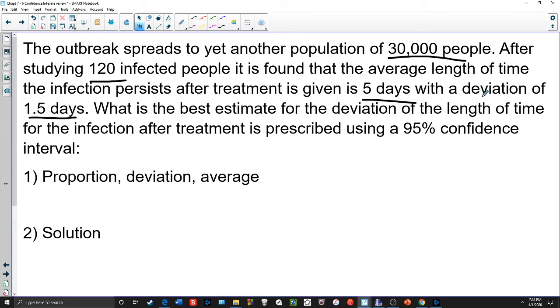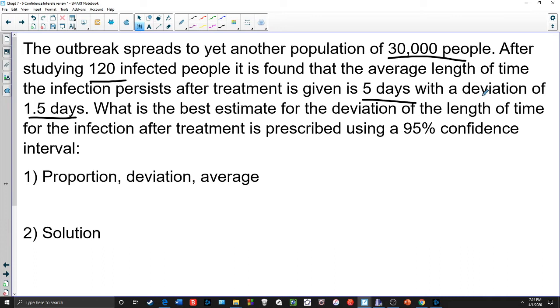Think of the deviation as how far away stuff is from the average. A high deviation means that your data is really spread out. It's really varied. There's not a lot of consistency. So if you're talking about the length of infection, a very high deviation means people are infected for a lot of different amounts of time. Some people might be infected a really short amount of time, and some for a really long amount of time.